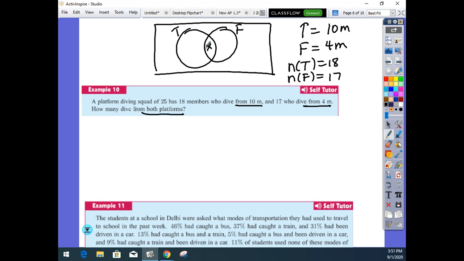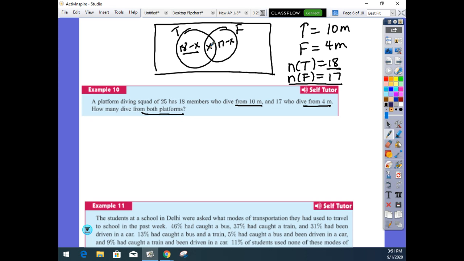So if this is our variable we're solving for, and the total number in T is 18, how would I figure this out? We always take our total, subtract what they have in common. So 18 minus x. What's the total for F? It's 17. So what's out on the outside is 17 minus x. If you need to, pause it, go back and look at what we did with the numbers. Maybe that'll make a little bit better sense.